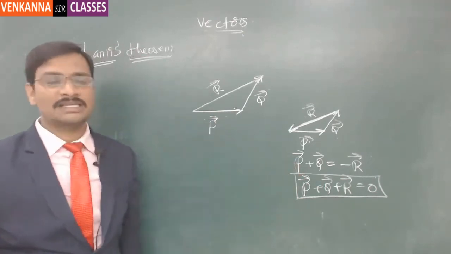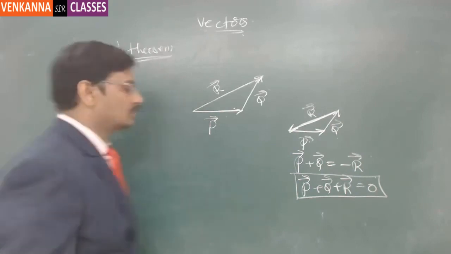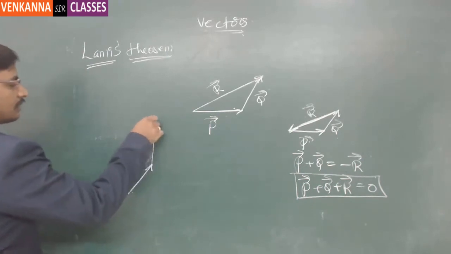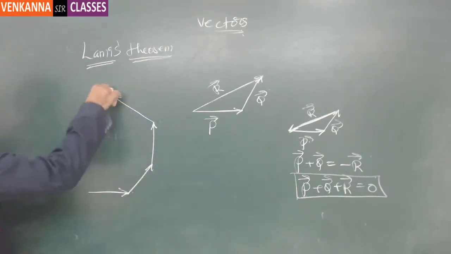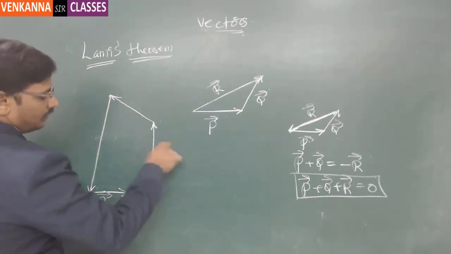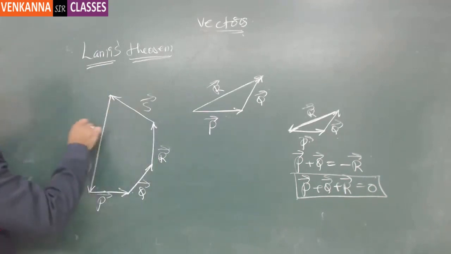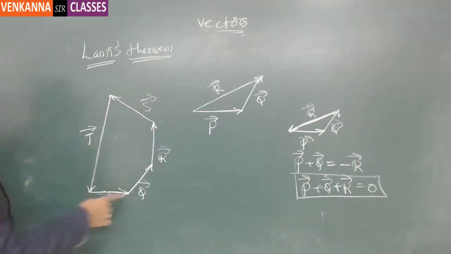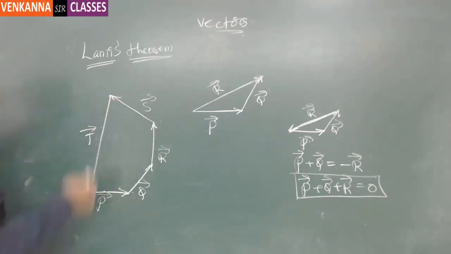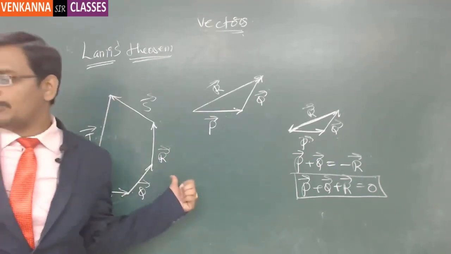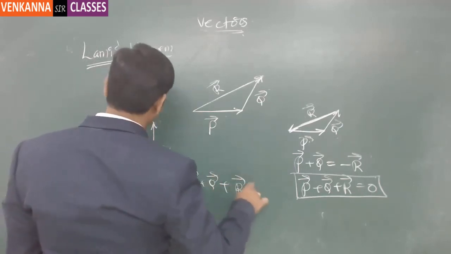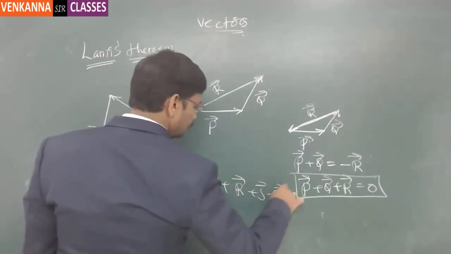Now the same thing can be extended to the polygon law of vector addition. Suppose there are multiple vectors, let us say this is one vector, this is another vector, and this is another, and another. Now this is P and this is Q and this is R, this is S and this is T. If all the vectors are joined together, one head to another tail, and they form a closed polygon, then all the vectors together will be in equilibrium. That means P plus Q plus R plus S plus T equals 0.